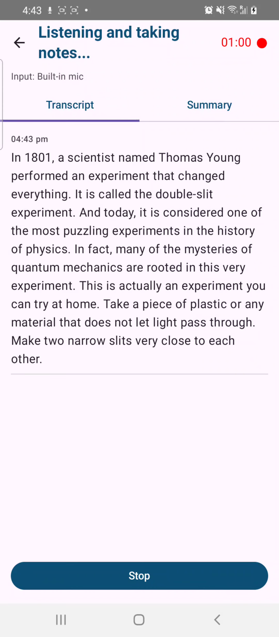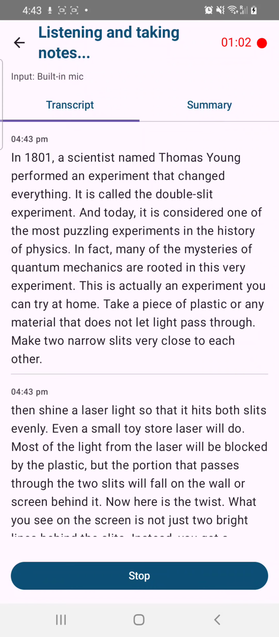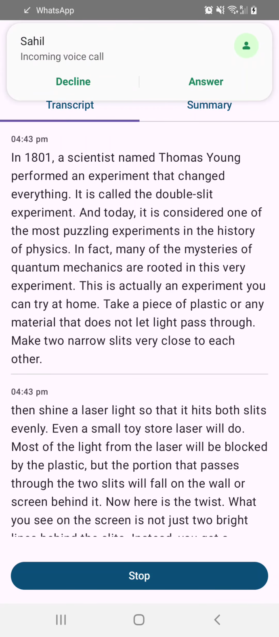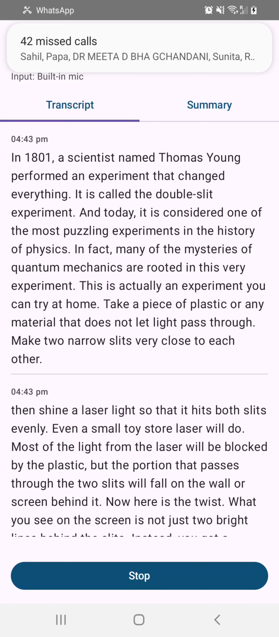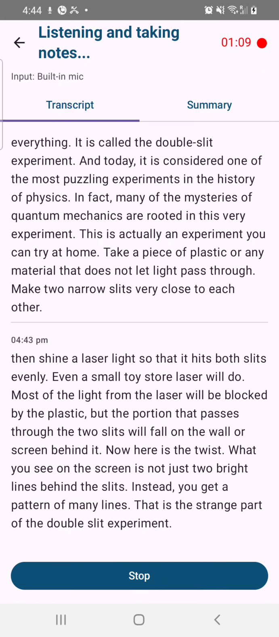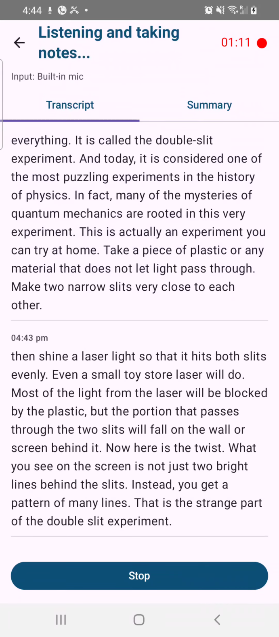Thomas Young's original experiment in 1801 was slightly different from this. Since lasers did not exist back then, he used other methods to produce coherent light that behaves in a similar way to laser light. The materials he used were also different, but the basic idea remained the same. When he directed the light through two narrow slits, he too observed the same pattern of alternating bright and dark bands. This pattern is called the interference pattern.